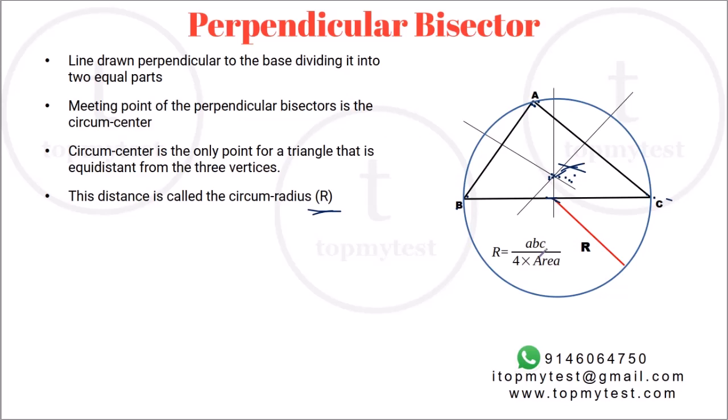If you know the length of the three sides, right, you can find the area, and using the area and the length of the three sides, you can find the value of the circumradius as well.